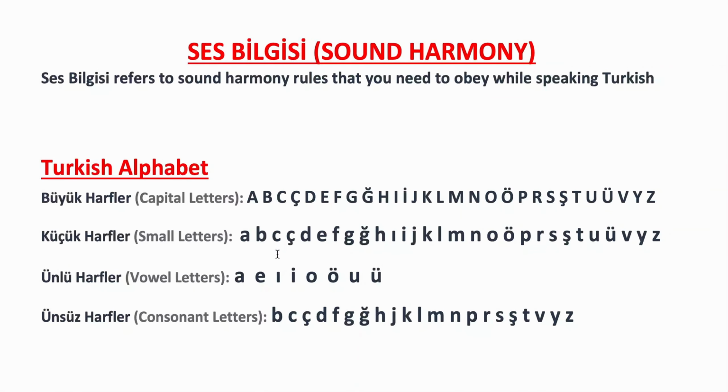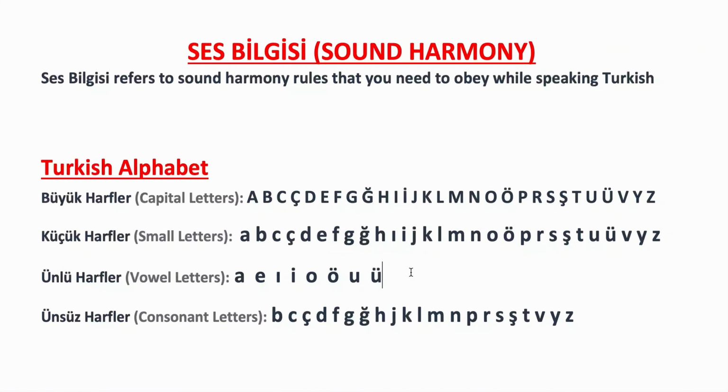A, B, C, Ç, D, E, F, G, Ğ, H, I, İ, J, K, L, M, N, O, Ö, P, R, S, Ş, T, U, Ü, V, Y, Z. 8 of them are vowels and the rest of them consonants. Knowing this alphabet is important because Turkish is pronounced exactly as it is written. So if you know the text, then you also know how to pronounce it.